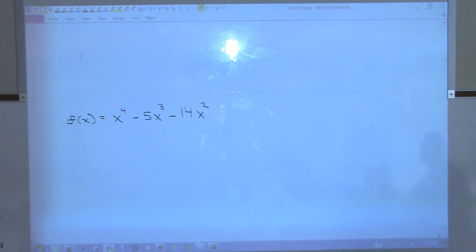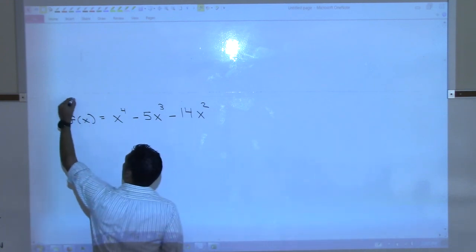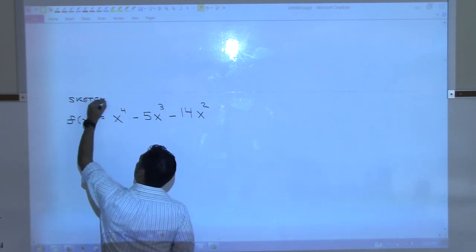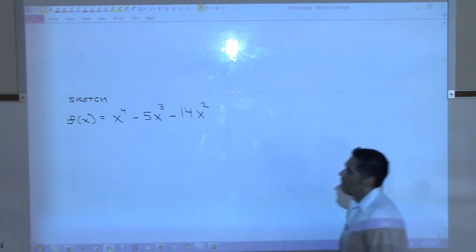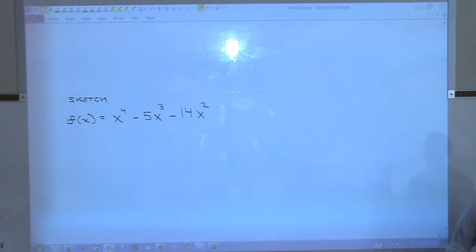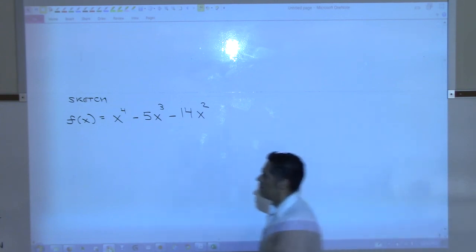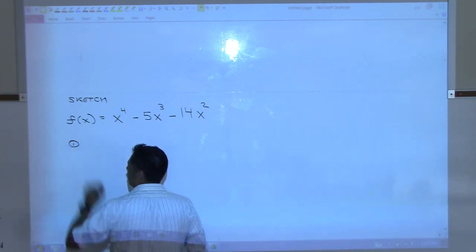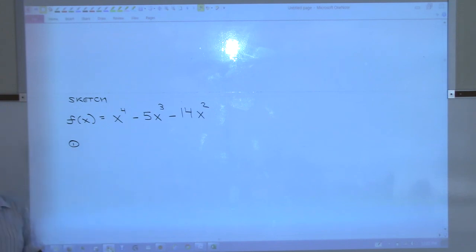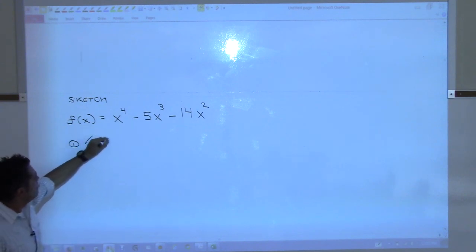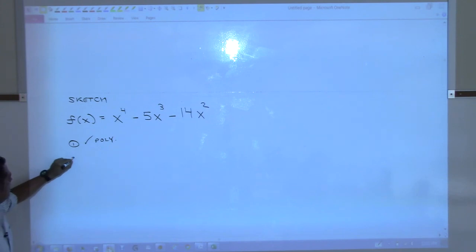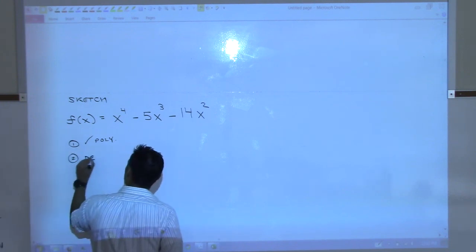The instructions here are for us to sketch this. Okay, sketch this. All right, first step: is it a polynomial? It is a polynomial, right? Okay, so it's a polynomial. Step 2 is to identify the degree and the leading coefficient. So what is the degree of this?